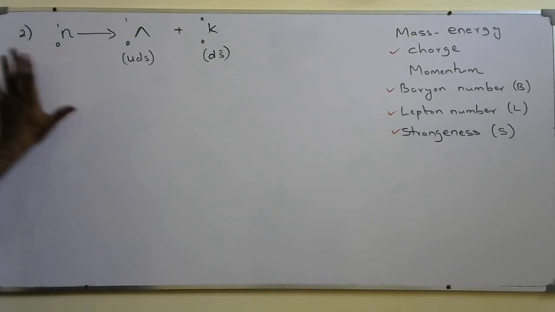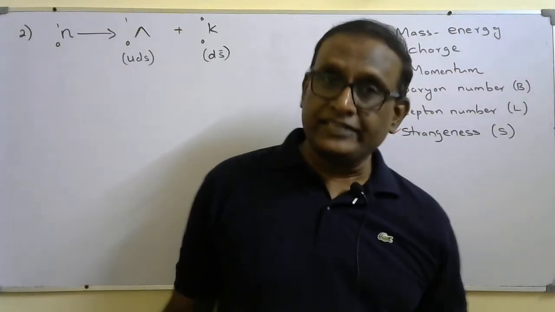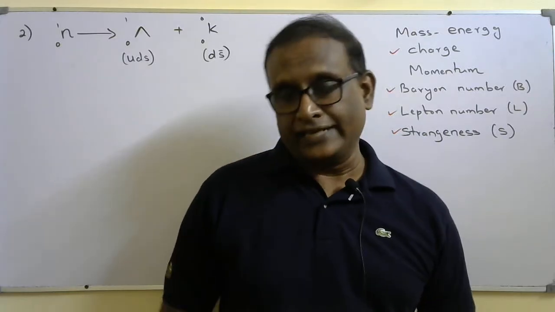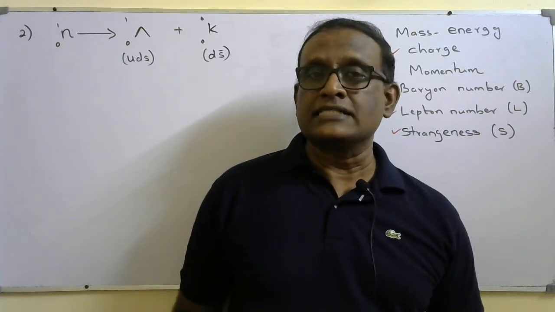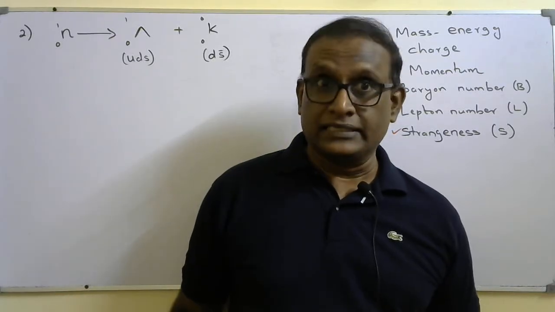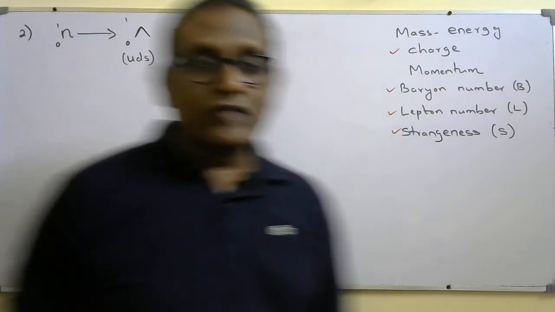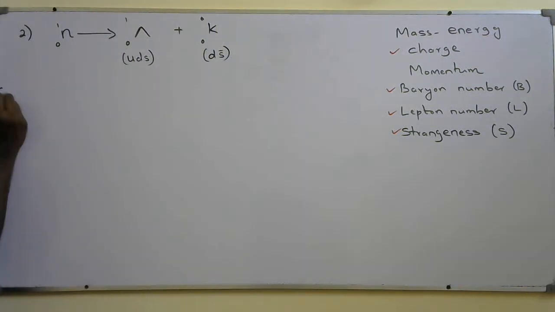So first question, is it a valid reaction? So they can ask, is it a valid reaction? If it is a valid reaction, is it a strong interaction or weak interaction? Strong interaction means type of quarks must be conserved. Weak interaction means type of quarks will not be conserved. So first we should check whether it's a valid or invalid reaction. Okay, we'll check for that. Again, we'll start from charge. So this is charge.